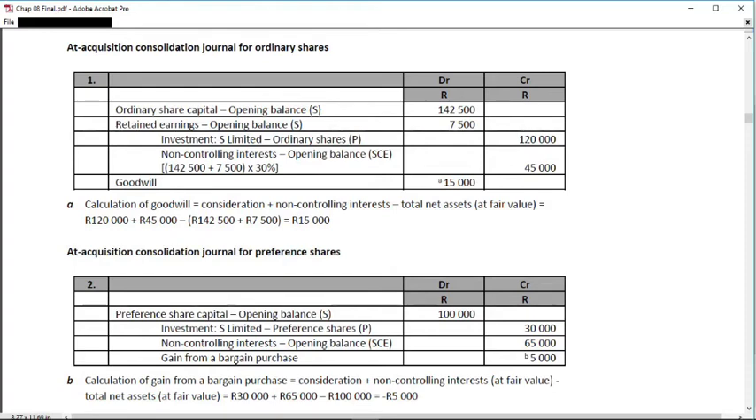The at acquisition consolidation journal entry for the ordinary shares, we eliminate the ordinary share capital, the full retained earnings at acquisition date, against what the parent was willing to pay for his investment. We measure NCI, and the question said at their proportionate share. What ultimately happens is that the portion of the at acquisition equity attributable to the parent eliminates against the investment by the parent, and the NCI portion is moved out of the equity to an NCI balance. As a result, we have goodwill.